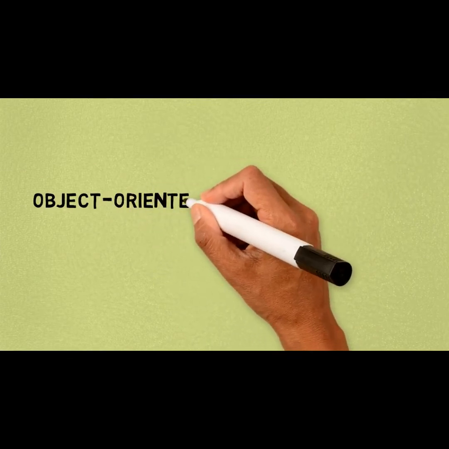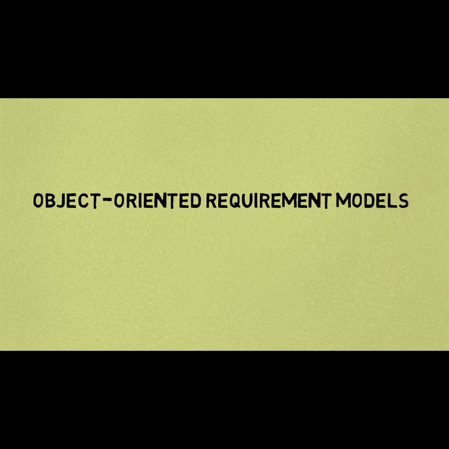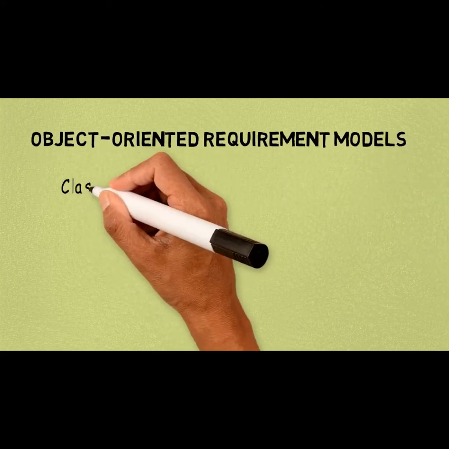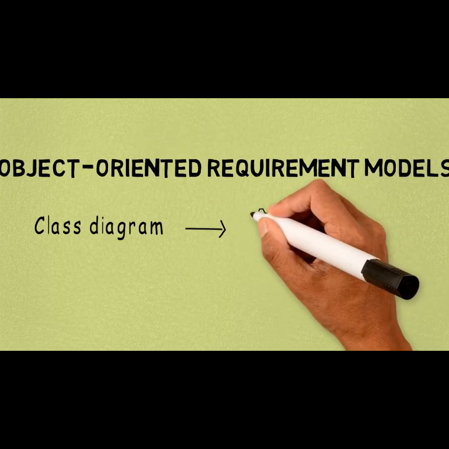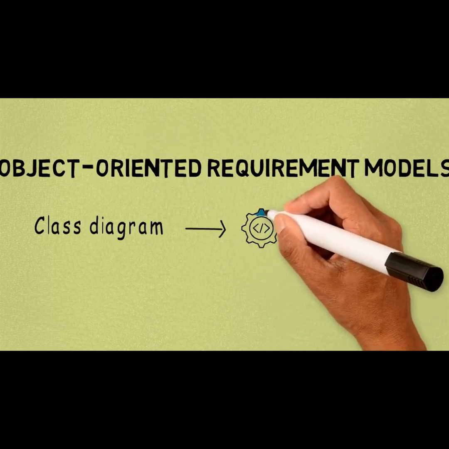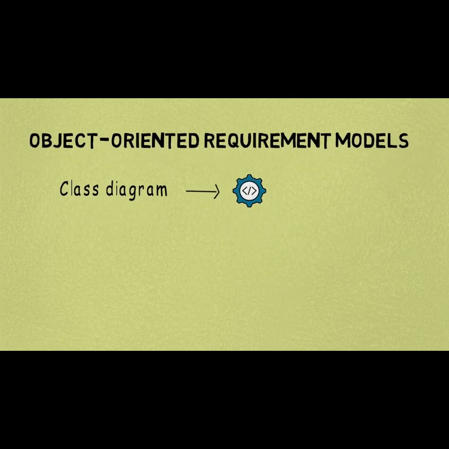Object-oriented requirements model. The first model is the class diagram. The class diagram is the system component for translating the models into programming code.